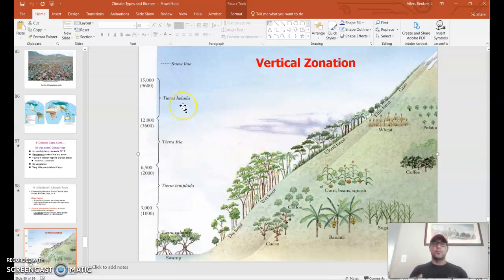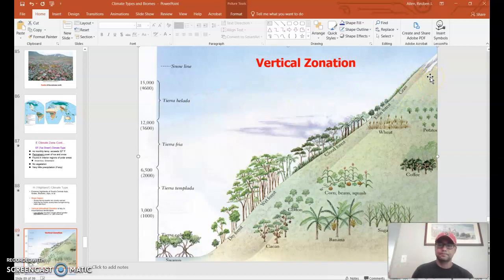Nonetheless, ranging upward to the highest zone here, tierra helada, which means frozen zone, is where you don't find many activities, maybe a few grazing animals, but conditions are pretty consistently cold, and so it's difficult to support both population and agriculture. And then eventually you have the snow line.